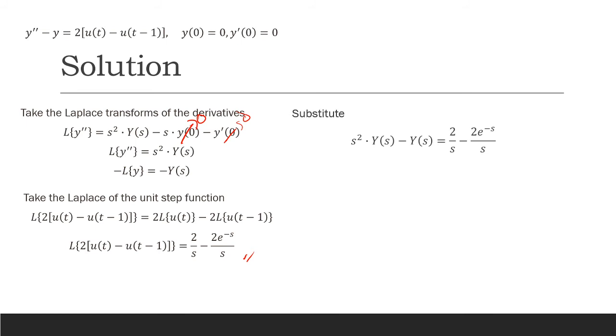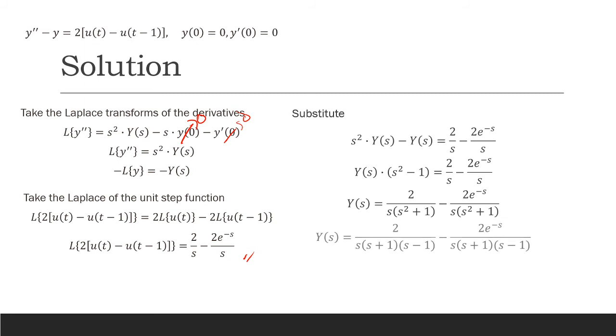So, ihiwalay natin si y of s. So, we will arrive at y of s times s squared minus 1 is equal to 2 over s minus 2e raised to negative s over s. Divide natin yung whole equation by s squared minus 1. We will arrive at y of s is equal to 2 over s times s squared minus 1 minus 2e raised to negative s over s times s squared minus 1. Factor out natin, s squared minus 1, that is s plus 1 and s minus 1.